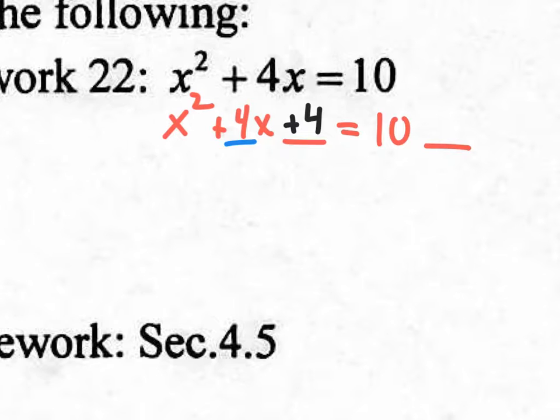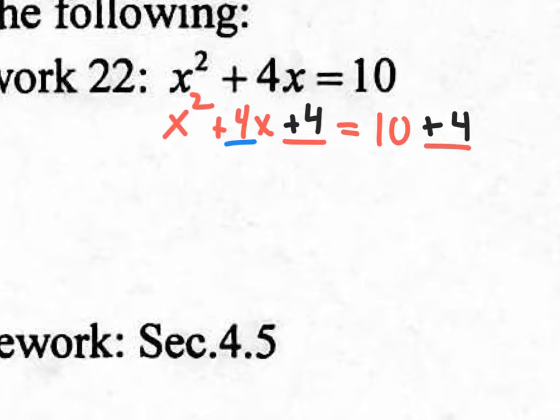Now remember, this is an equation, and whatever you do to one side of an equation, you have to do to the other side of the equation in order to maintain the balance. Because right now you added 4, that means that this side is heavier than this side. So you also need to add 4 on this blank spot over here. Does that make sense?